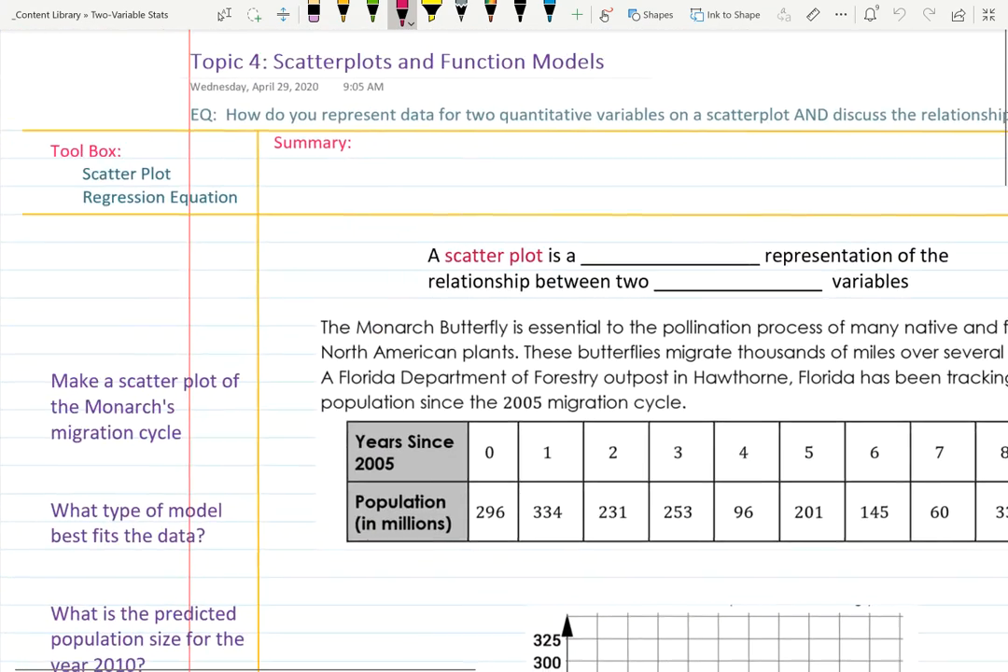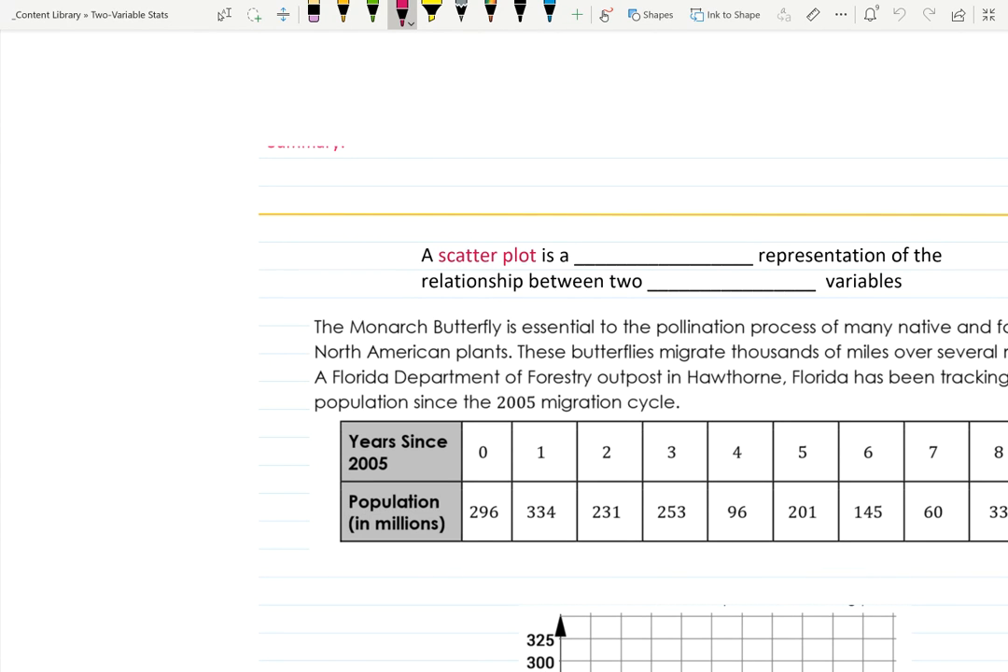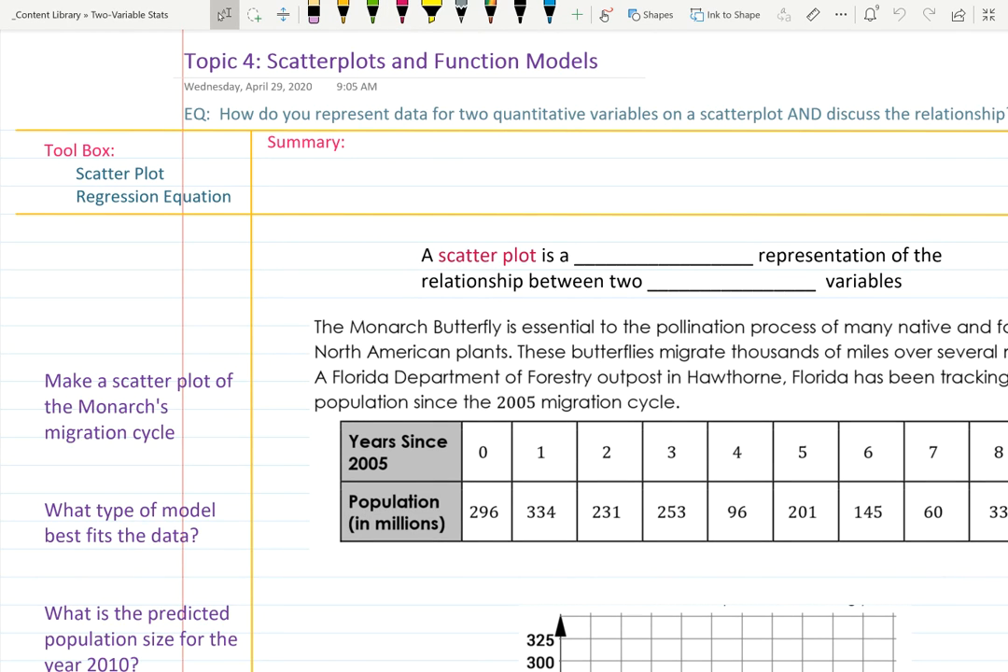Okay, so we're going to start looking at scatter plots and function models. You probably have seen a scatter plot before. I'm not sure if you've actually made one up to this point, though. So a scatter plot is just a graphical representation of the relationship between two quantitative variables. Quantitative meaning, remember, quantity, something that we can measure.